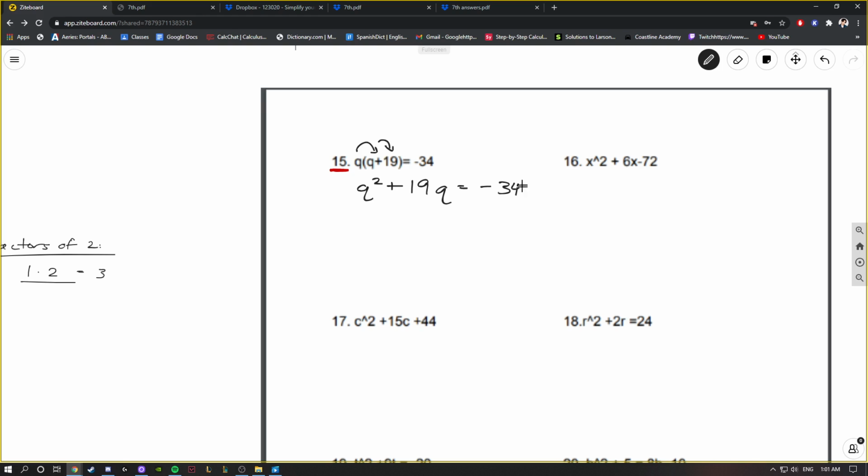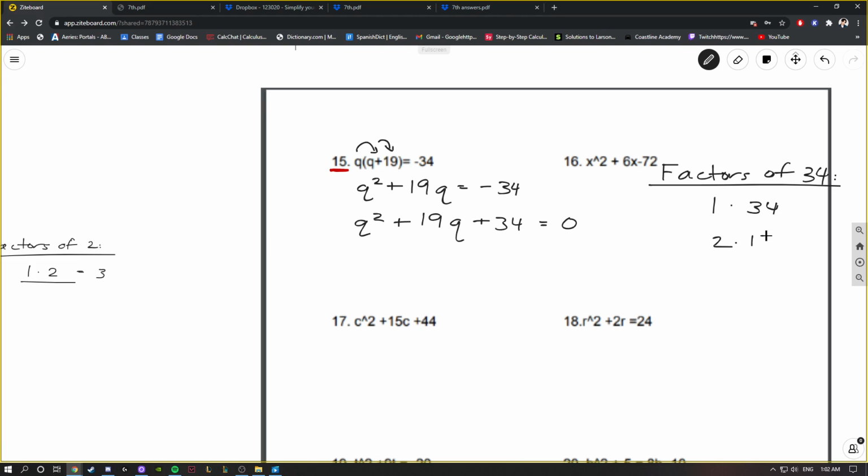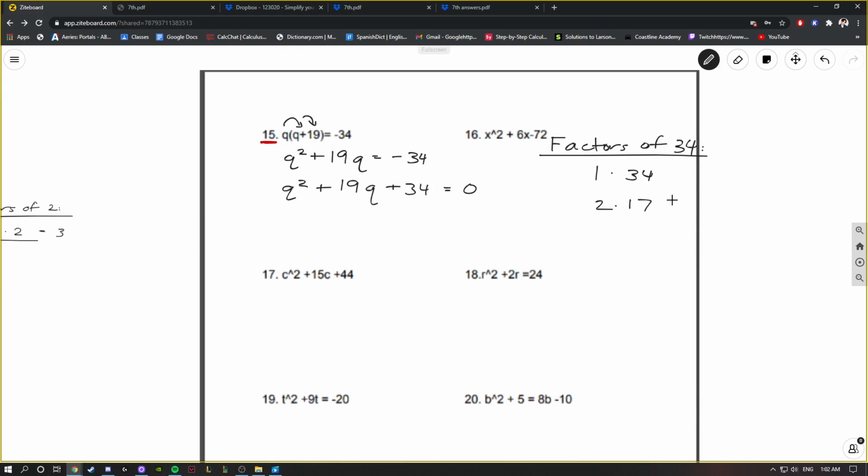And then again, we don't want this to equal negative 34. Instead, we want it to equal 0. So we can move this 34 to the other side by adding. So we get q squared plus 19q plus 34 is equal to 0. So now, as you get better, you won't necessarily need to list out these factors of your number, but we'll do it just to get the hang of things. So factors of 34, we get 1 and 34, 2 times 17, and I think that's it.